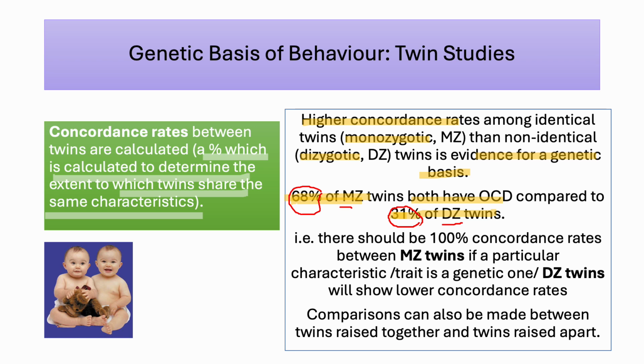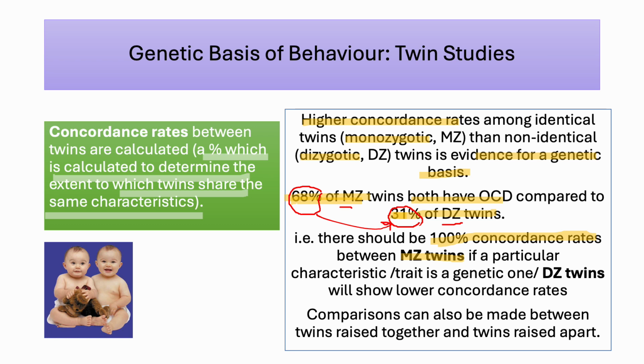So there should be 100% concordance rates. If something is genetic and only genetic, you would expect that identical twins have 100% concordance rate, which means that for 50 MZ twins, if one of them has OCD, you would expect the other to have OCD, and for that to occur 50 times over. However, as you see, 68% is not quite 100%, but the fact that it is higher than 31% is what confirms there is a genetic basis.